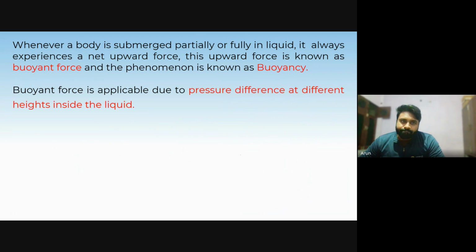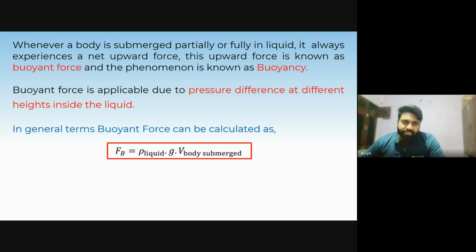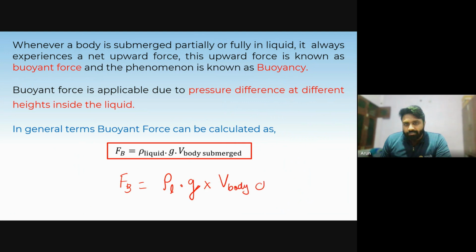Now, generally the buoyant force can be calculated as F buoyant equals density of the liquid times gravity times volume of the body displaced, or you can say volume of the body that is submerged. Got it?